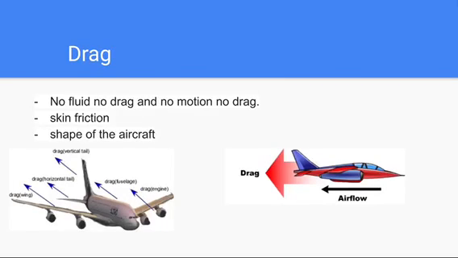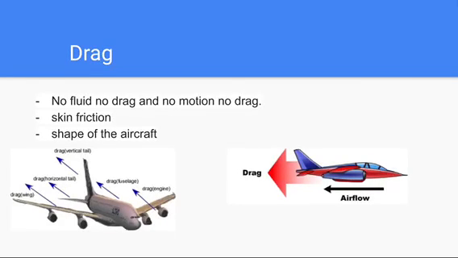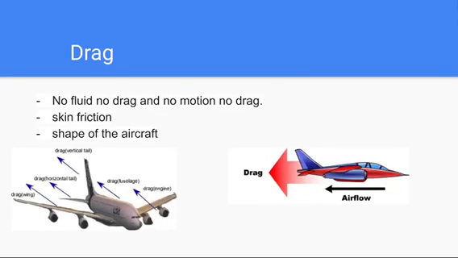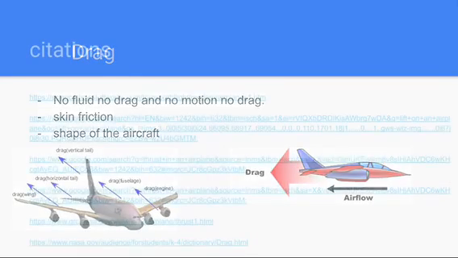Something that can determine drag is skin friction of the aircraft. So if you have a smooth waxed surface, it's going to produce less skin friction than a rough surface might during flight. And also the shape of the aircraft is something that might affect the drag. And that's about it.